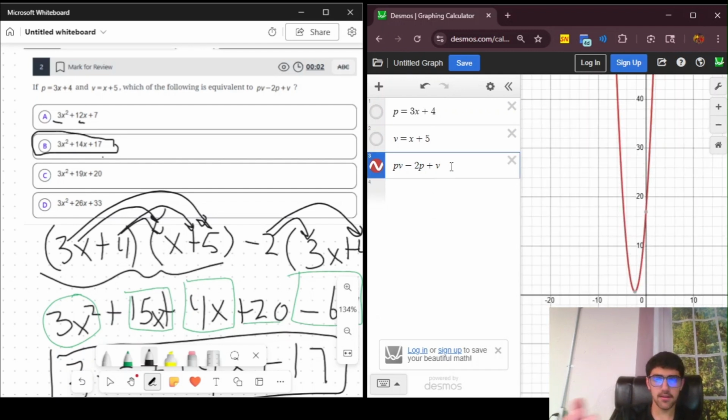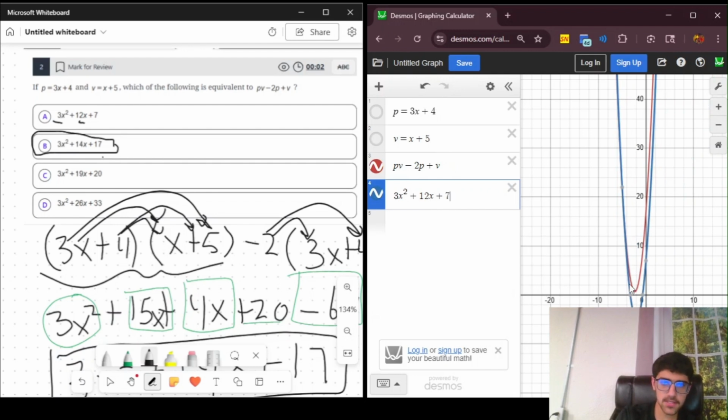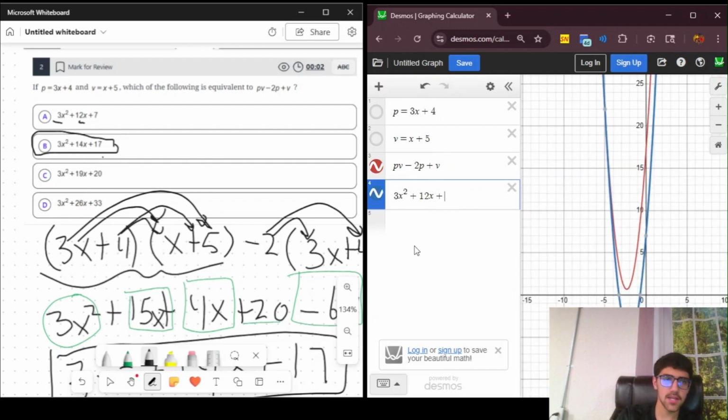To find the solution, we just plug in every single option. So 3x squared plus 12x plus 7. You see this one? They're not the same line, and we want equivalent, so it's not this one. And then let's say you plug in C, 19x plus 20. It's also not the same thing. It's too big. And then 26x plus 33 is going to be even bigger, so that is also wrong.